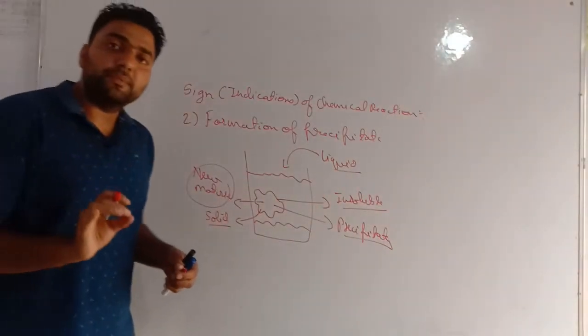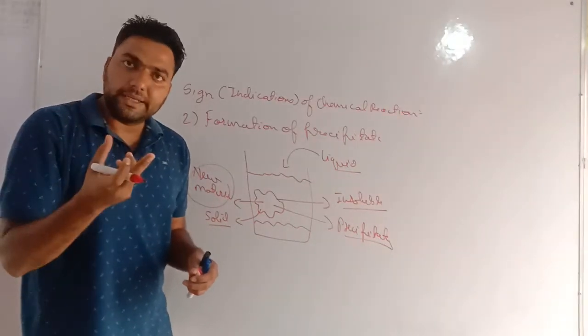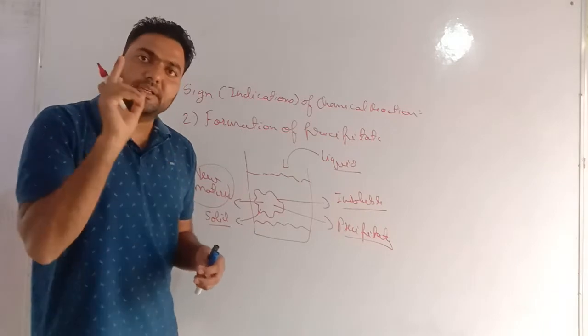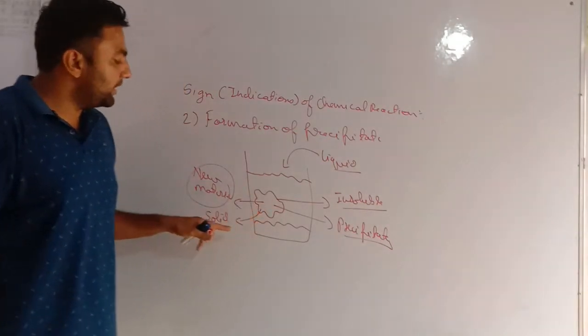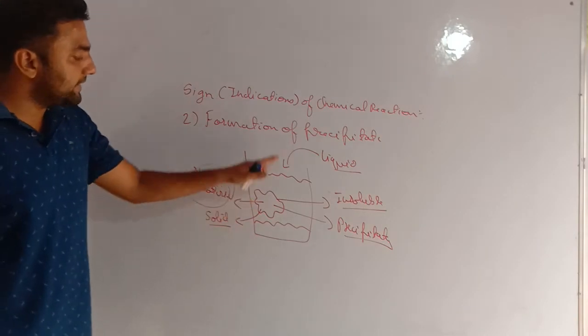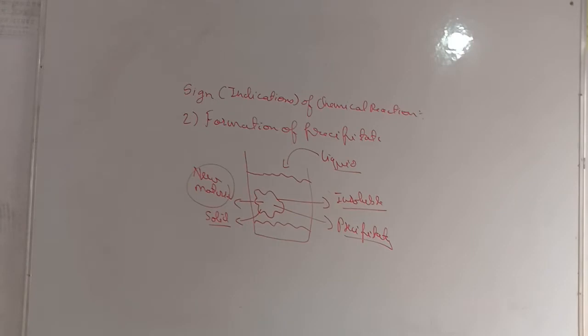So what is a precipitate? Precipitate is an insoluble material which you get after a chemical reaction has taken place. This does not dissolve. It may be in solid form, and then it settles down. So we will take an example in which a precipitate is formed.